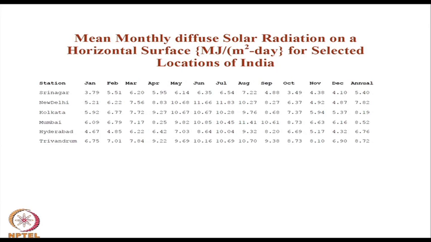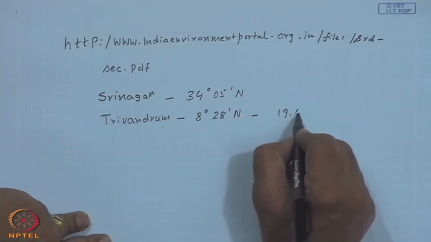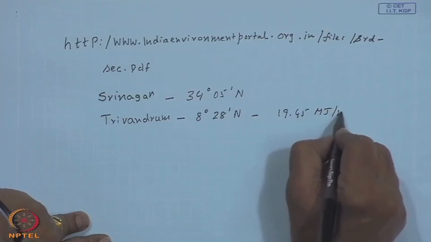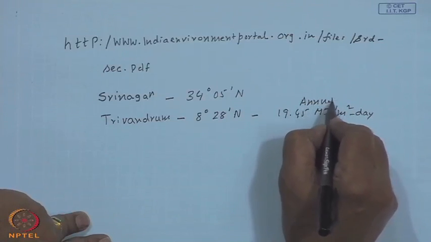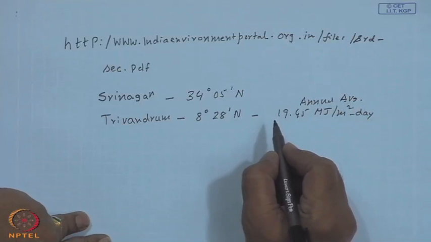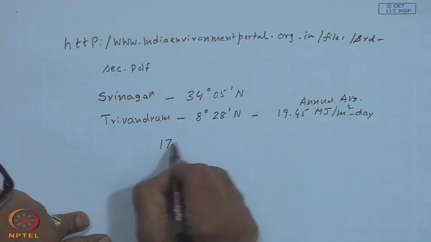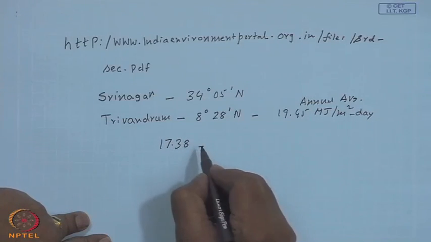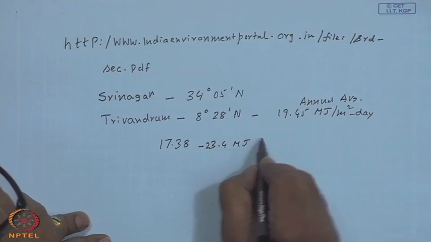If you look at Trivandrum, this is the diffuse radiation, this is the global radiation. The average is 19.45 megajoules per meter square day, which is the annual average, and it varies only between 17.38, which is the minimum I could see, and goes up to 23.4 megajoules per meter square day.